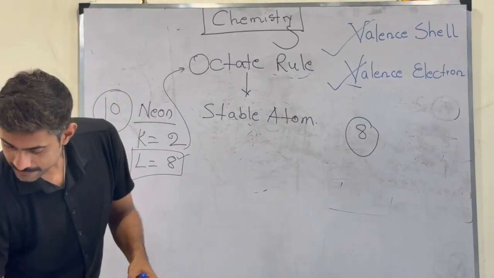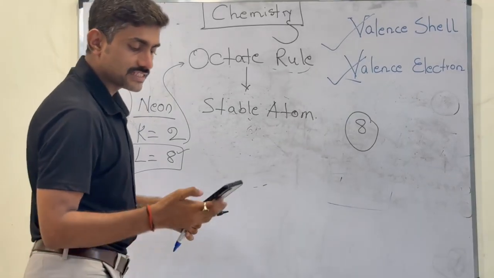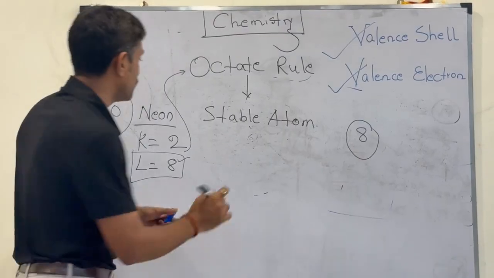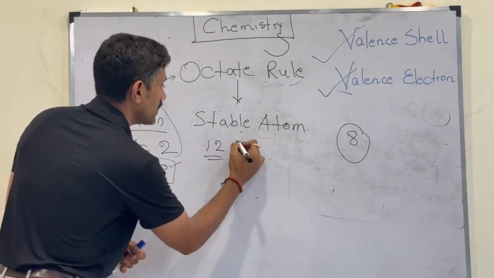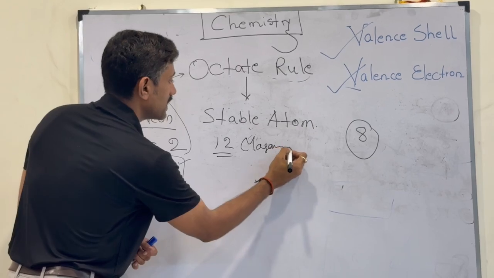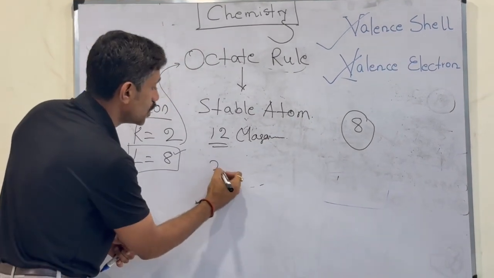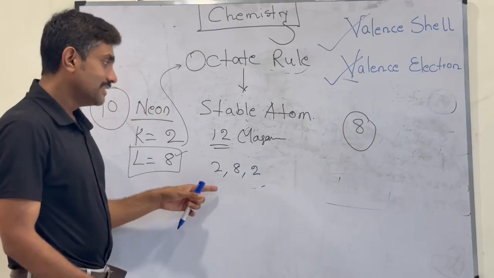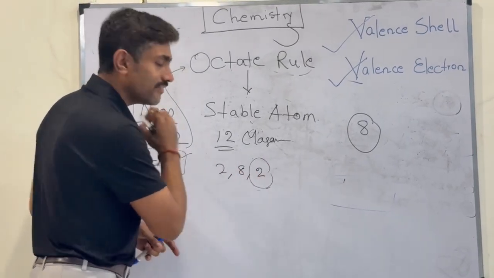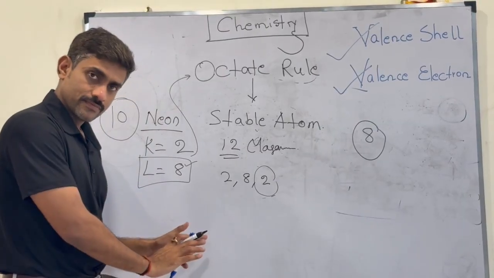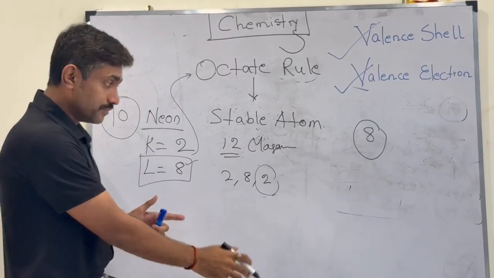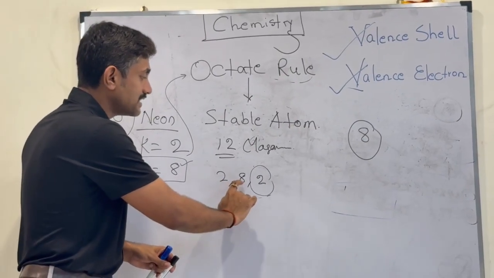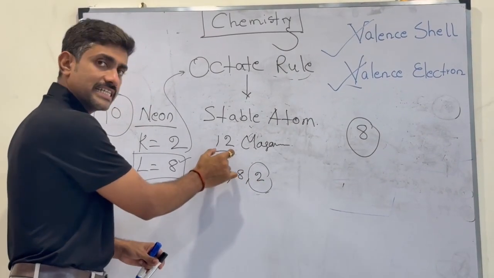Now, I'll give you more examples. Let's take magnesium. Magnesium has atomic number 12. So how will magnesium be written? 2, 8 and 2. Now in this case, the outermost shell does not have 8. So this is not stable, because it has only 2. After adding 2 plus 8, 10 plus 2, 12, magnesium is filled.